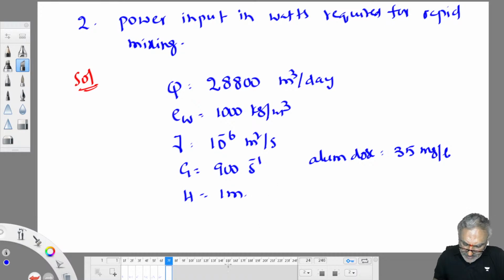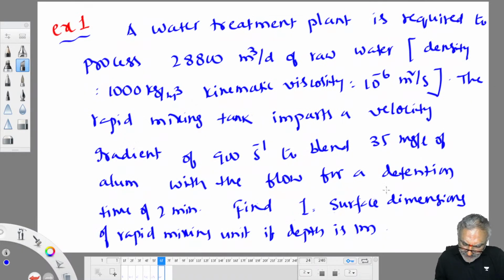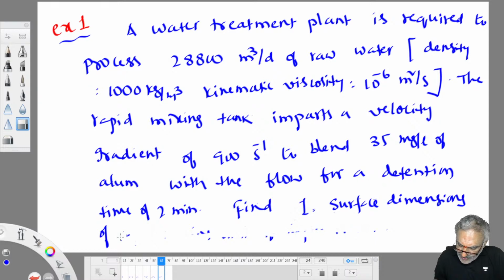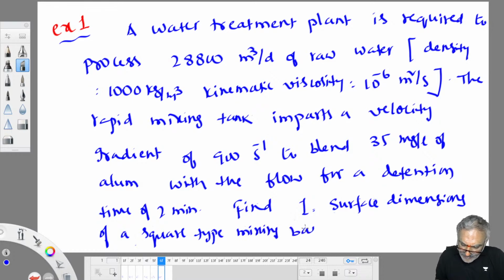So, dimensions of a square type rapid mixing unit. I'll put that wording also, so that there is no ambiguity with you. Because some people assume it as circular also, because in competitive exams they will frame questions with crystal clear clarity. Dimensions of a square type mixing basin if depth is equal to 1 meter. Okay.